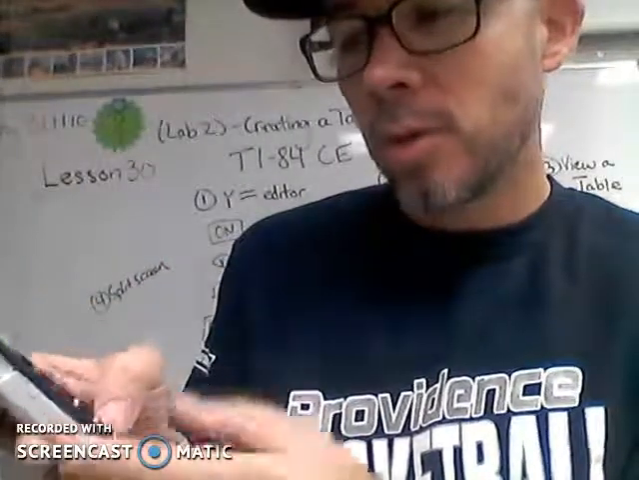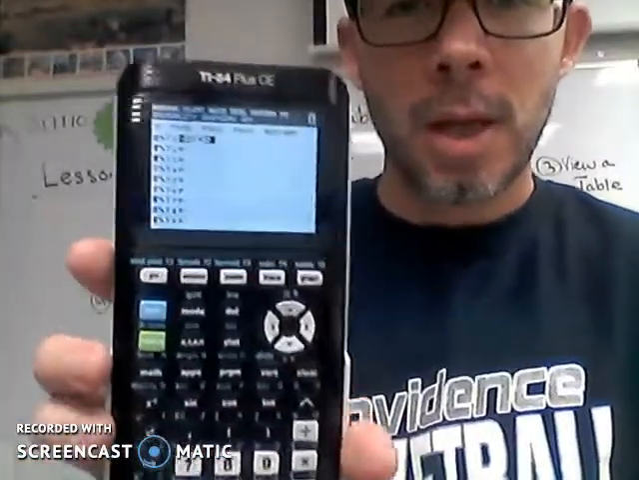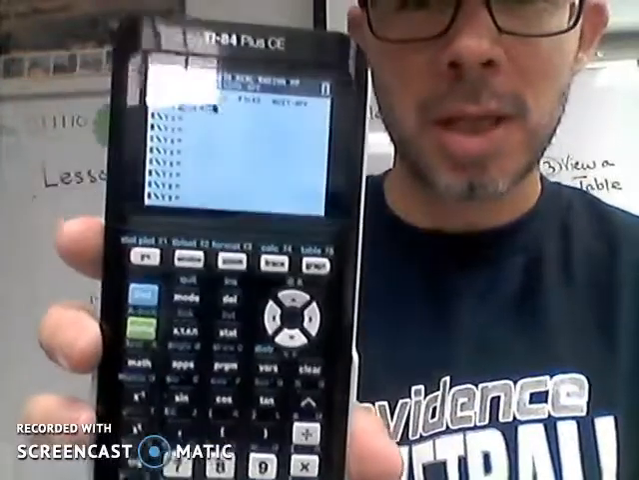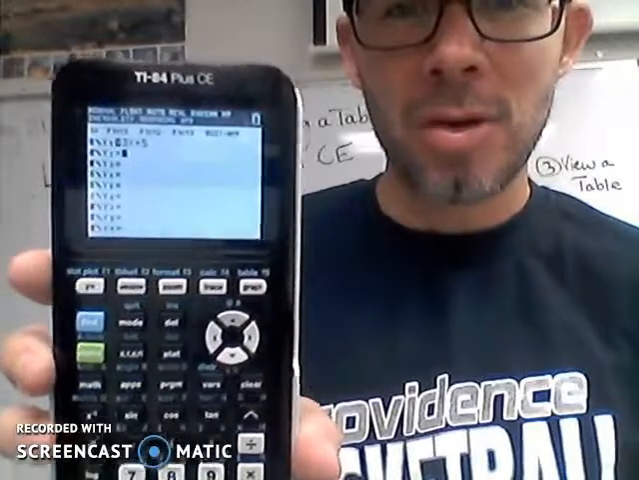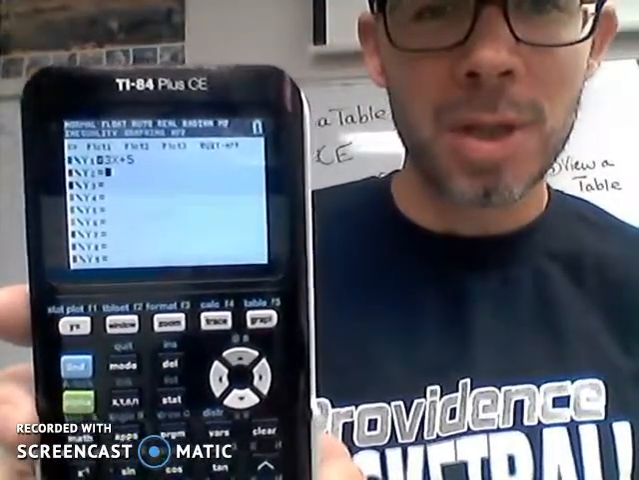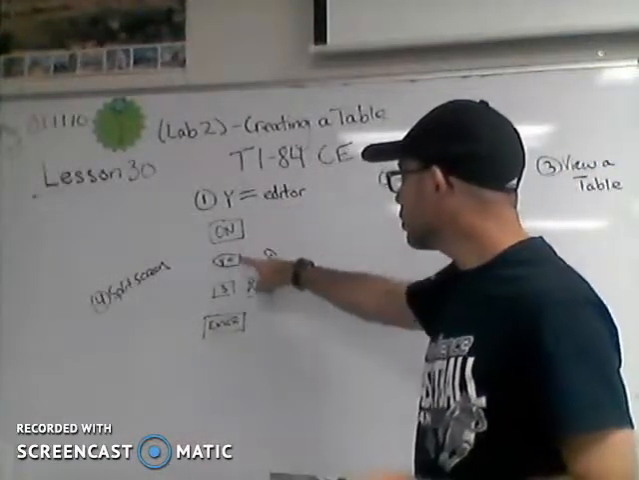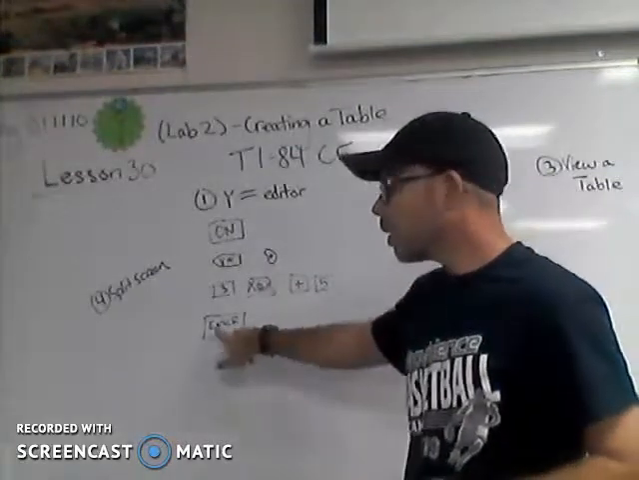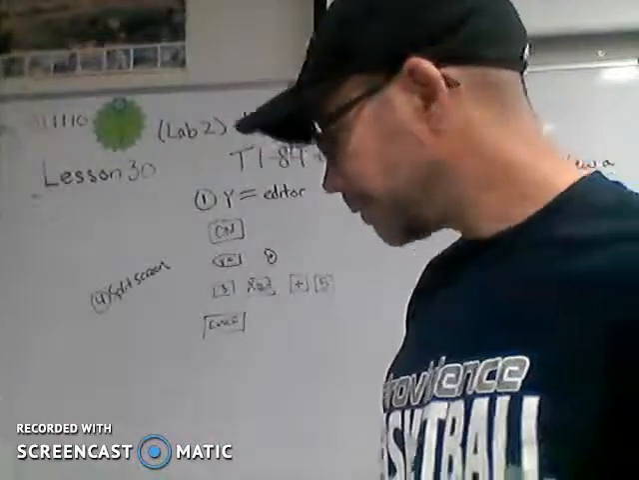So you want to go ahead and go 3x plus 5, and then once that's in, you need to make sure that you push the enter button, and the cursor will go down to the next line. That sets it so that it knows that's your function, that's your math machine that it wants to work with. That's the first step. Okay? Y equals editor. Move it over, type it in, make sure that you hit enter so that that equation is loaded.